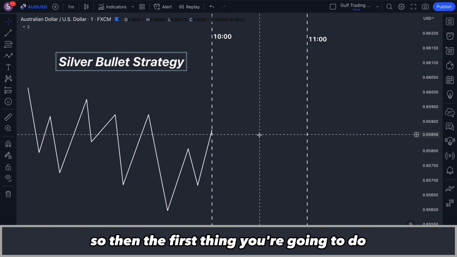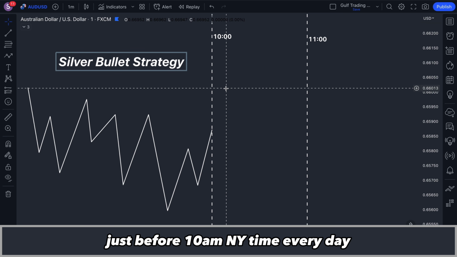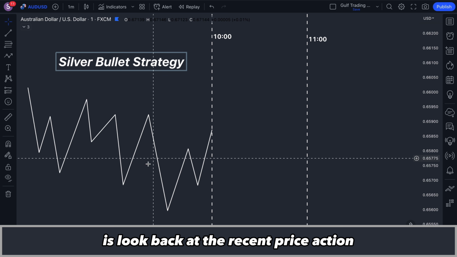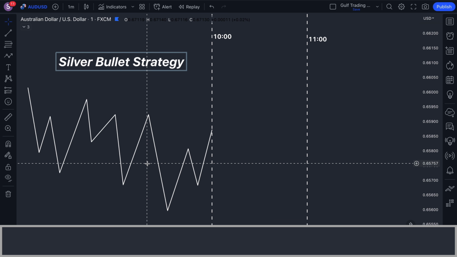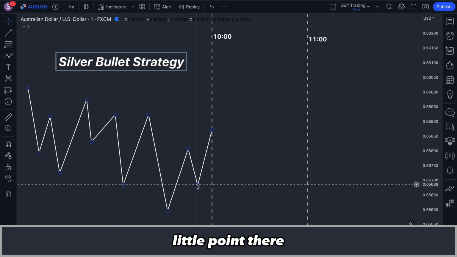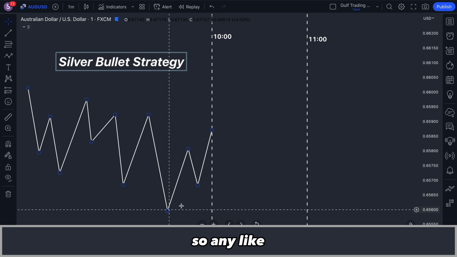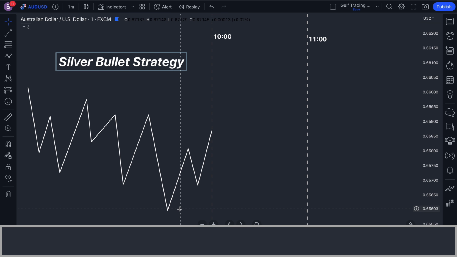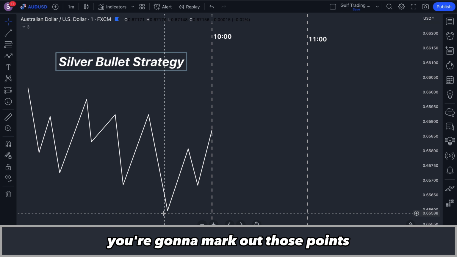So then the first thing you're going to do just before 10 a.m. New York time every day is look back at the recent price action and mark up any points of liquidity. This could be equal highs, like something like this, or it could just be swing points, a little point there, or a swing low here. So any point that could get taken out and there's a lot of liquidity resting below it, you're going to mark out those points.